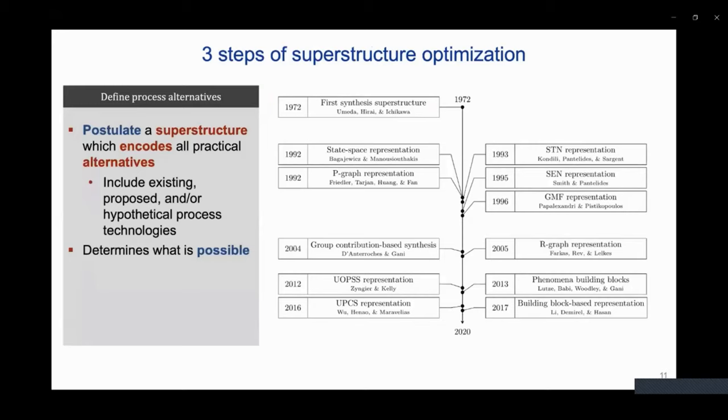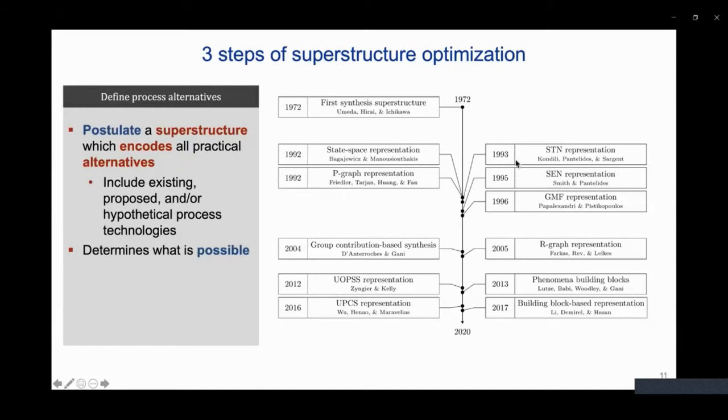Now here, just to give you an idea from a historical perspective, what are some of the evolutions in terms of approaches for superstructure optimization that have been proposed. All the way back in 72 is really kind of the first paper, Umeda and co-workers, that talks about the idea of the superstructure. And here on the left, you can see there was an idea by Jarvis and Minasutakis, state space representation, motivated more by process control. And Professor Friedler in Hungary used a P-graph, using concepts of graph theory to represent the superstructure.